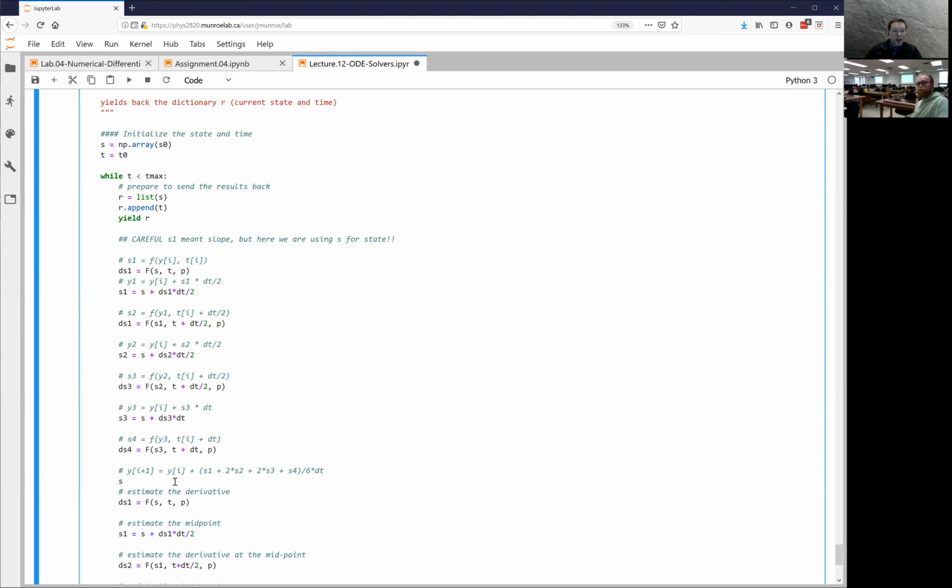And then to figure out the final state all the way through, what I do is I take the current state and I add to it the weighted average of all these guys: the first slope, ds1, ds2, ds3, ds4, and I weight them by the time step.